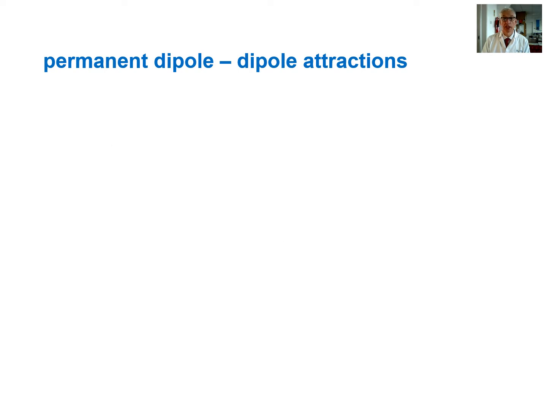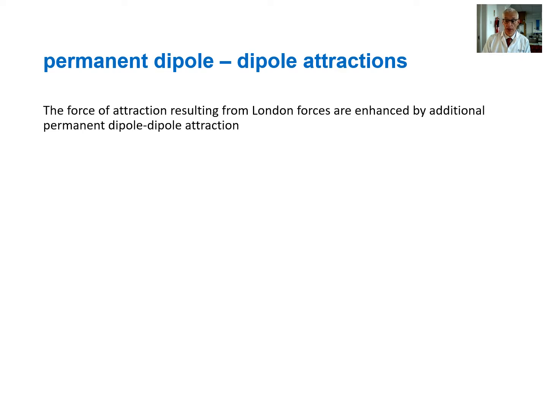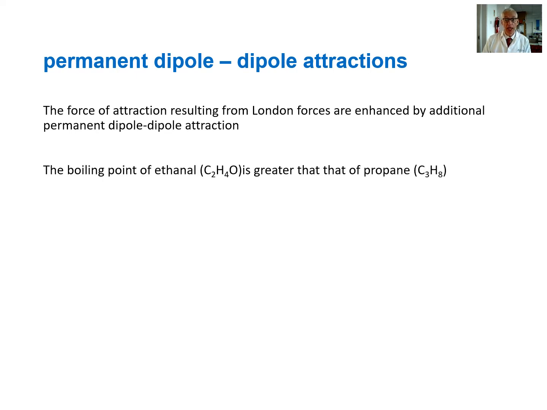So let's consider permanent dipole attractions. These intermolecular forces occur in addition to the London forces that arise between molecules. If we compare the boiling point of ethanol to that of propane, we see the boiling point of ethanol is much higher. Yet, as they both have a relative formula mass of 44, the London forces that arise between each of the types of molecules is the same. So we'd anticipate, on the basis of London forces alone, that the boiling points would be similar.